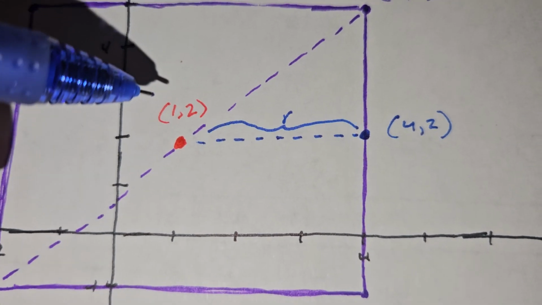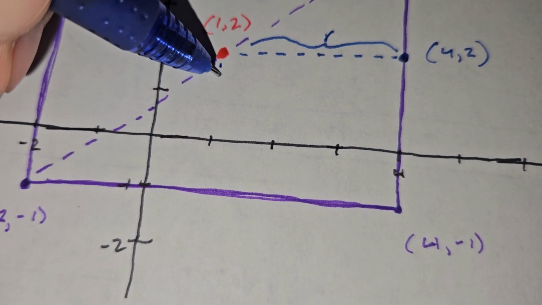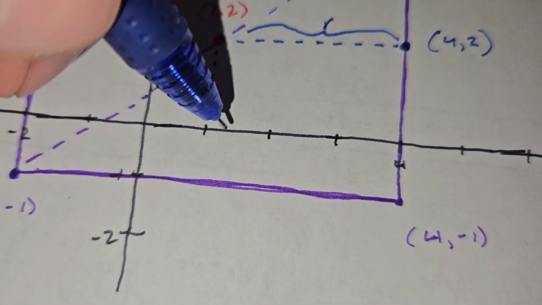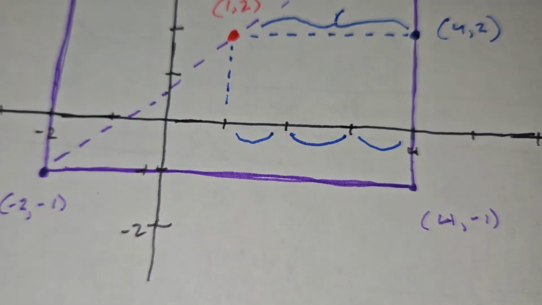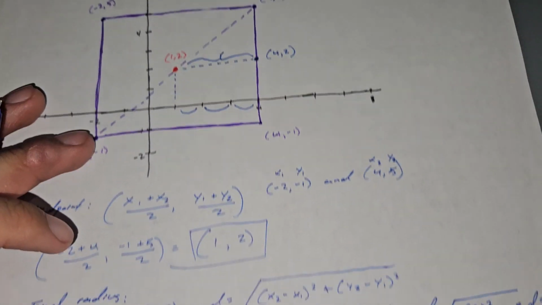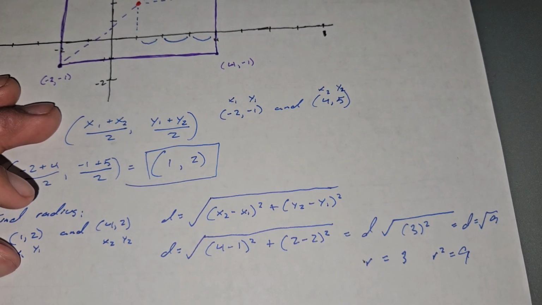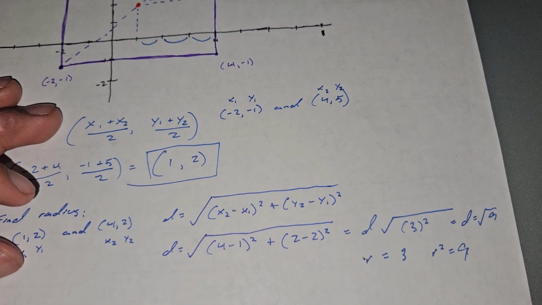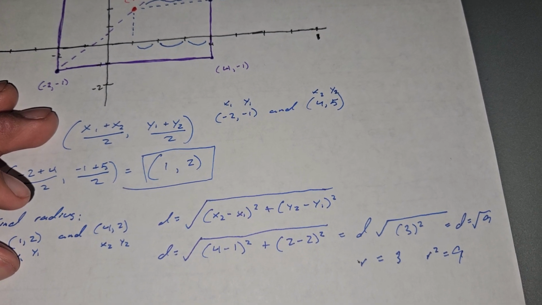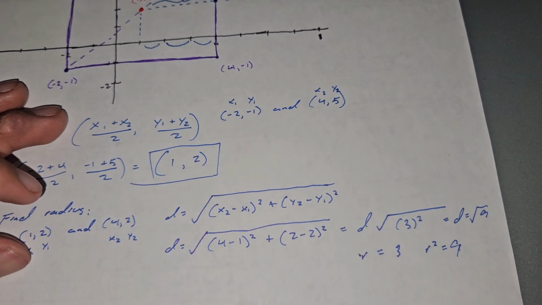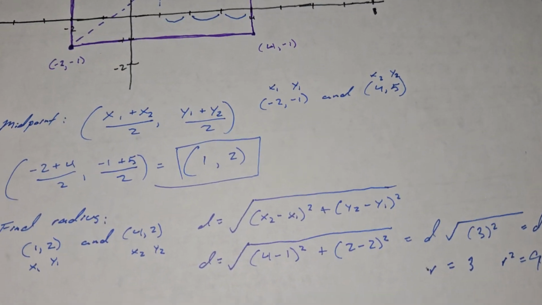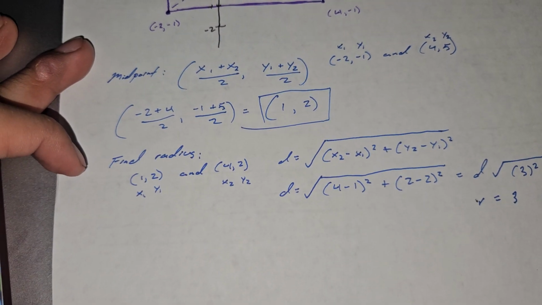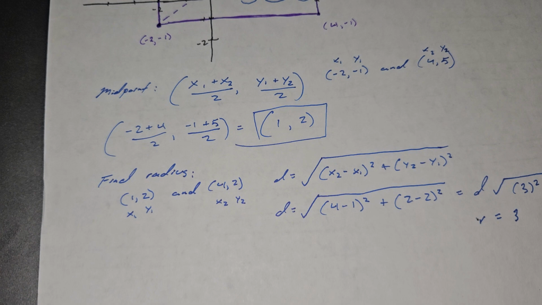Look, if you don't believe me, let's count these. There's going to be 1, 2, 3. Our formula checks out. We got our radius of 3 and radius squared of 9. Look, 1, 2, 3, and the formula gave us 3. So it's legitimate.